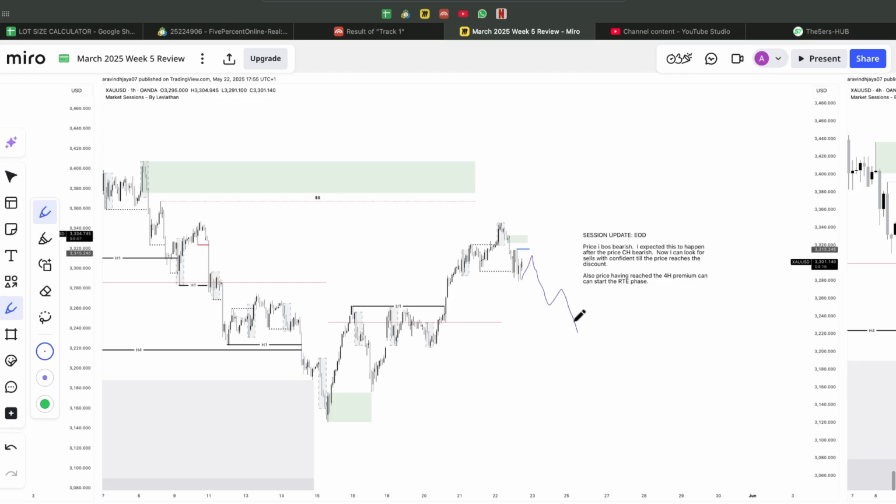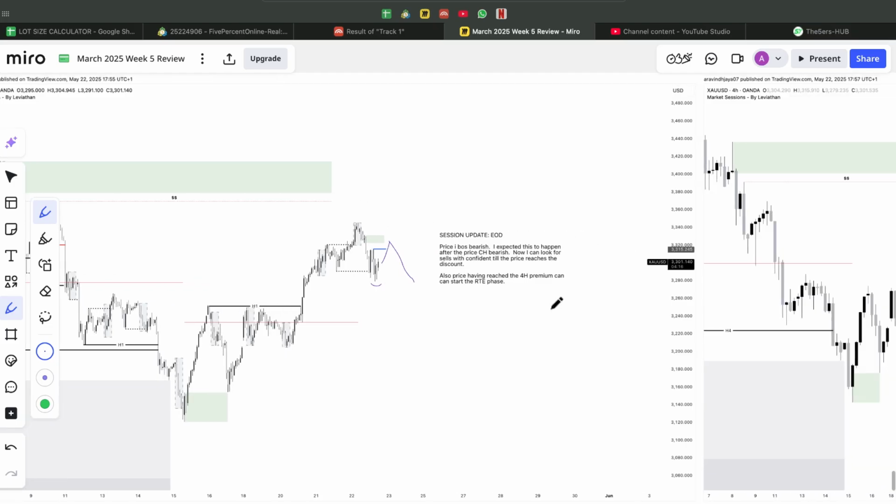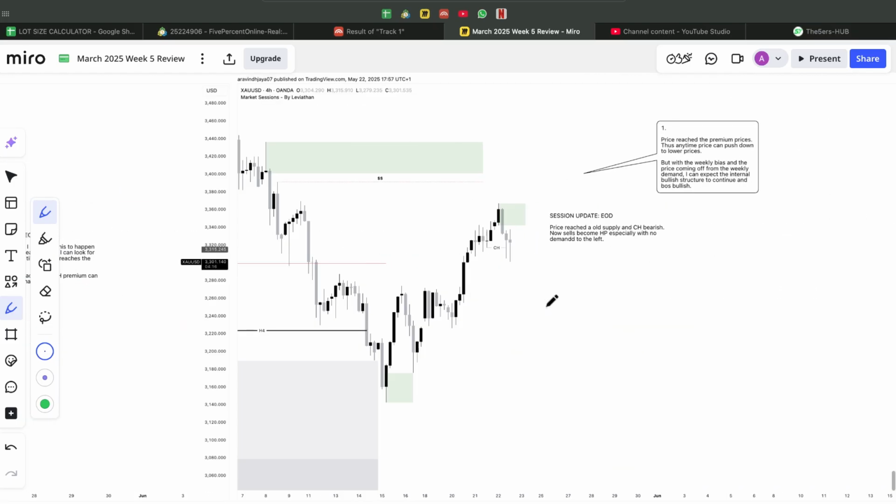So once the price reaches the discount prices, then I can expect the price to make a strong bullish shift and then continue the bullish structure till it takes out the weak swing high. So that's what the expectation is. So for now, what I know is there is some inducement, and above the inducement there is a POI which the price can mitigate into and then push the price down to take out the weak internal low. So that's the trade for tomorrow.